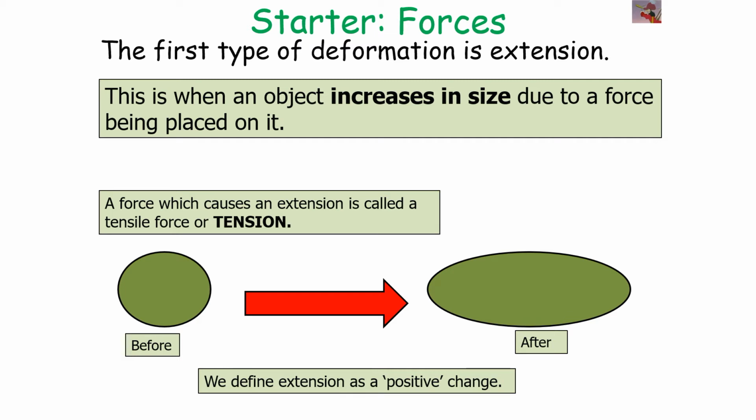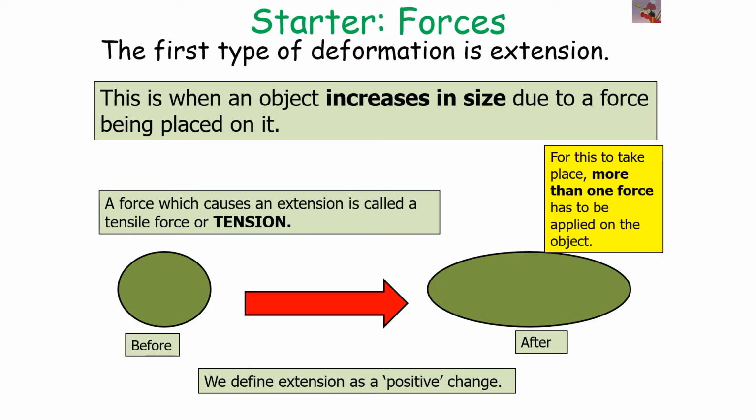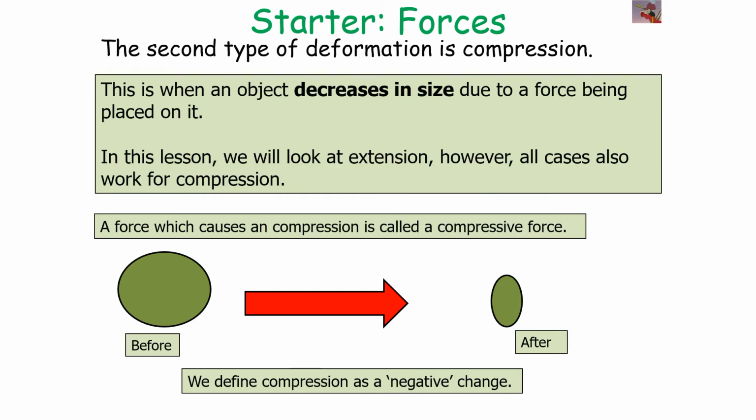You can have extension, which is when an object increases in size due to a force being placed on it. A force which causes an extension is called a tensile force or a tension. Again, please remember that when a tension is applied, you get an increase in length. For this to take place, you've got to have more than one force applied on the object, because this is a resultant force.